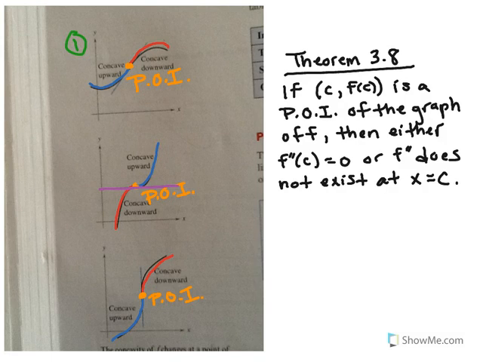And with this comes theorem 3.8, which says if c, comma, the function at c is a point of inflection of the graph of f, then either the second derivative is equal to 0 or it does not exist at that point. So if we take a look at graph number 1, it shows that the tangent line is doing something like this, right? And that's definitely not 0, and it does seem like it would exist. So why is this considered a point of inflection if it doesn't match this information?